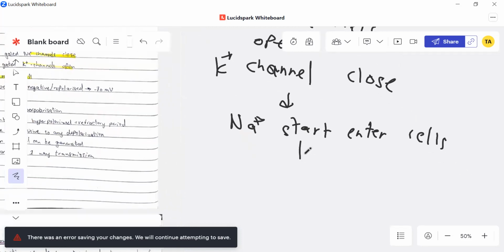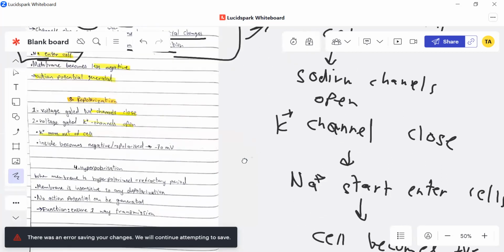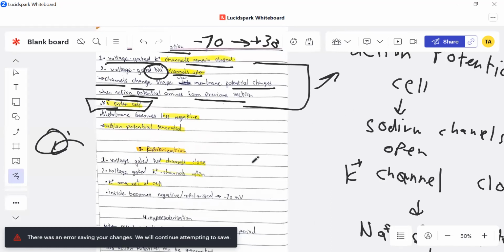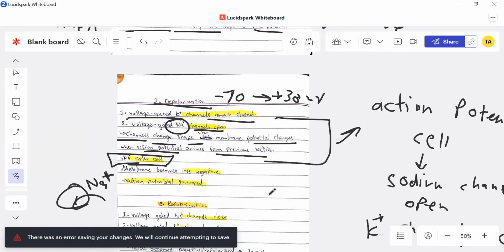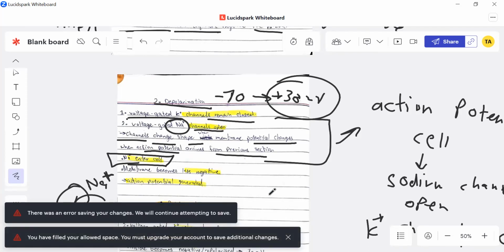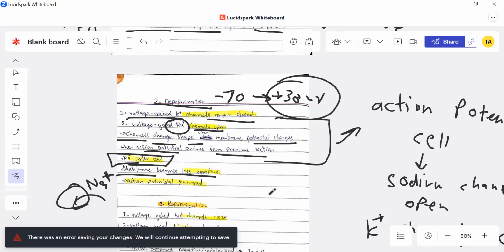and because of this, the cell becomes positively charged, because now sodium ions are being constantly moved into the cell. With positive ions moving inside, the cell becomes more positively charged, and because of this, depolarization happens. So sodium ions enter the cell, the membrane of the cell becomes less negative, and because of the change in electrical charge, your action potential is generated.